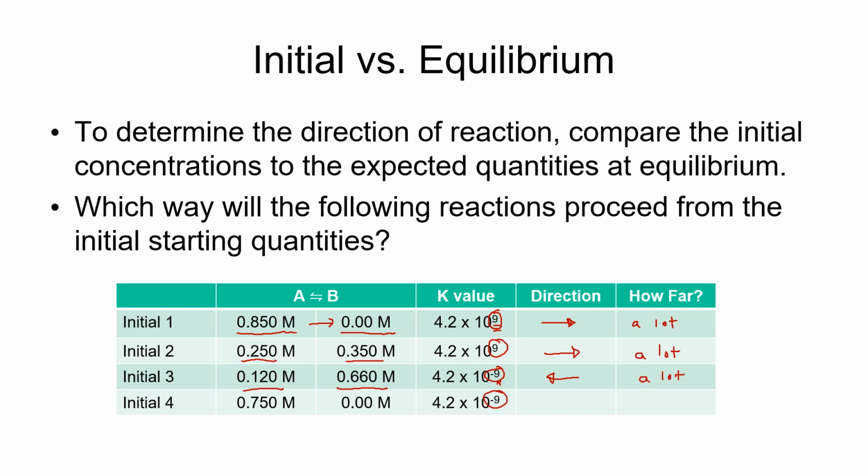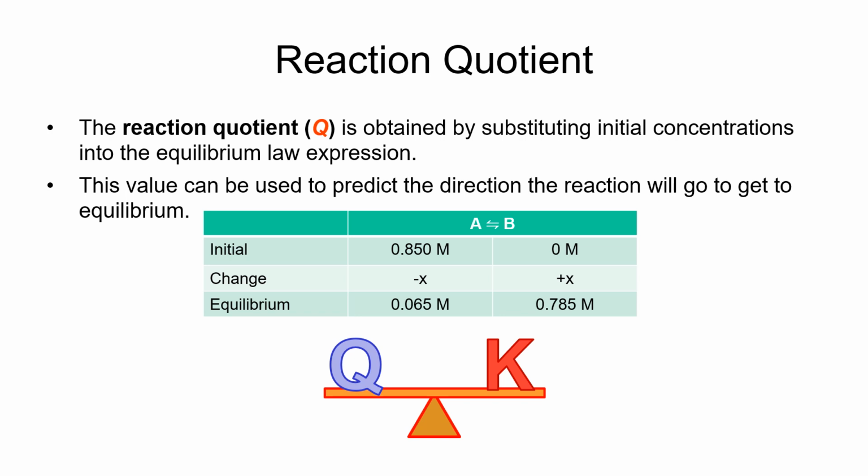Here's one with a really tiny value of K, but only stuff on the left-hand side. So this one also has to go to the right, because that's the only way it can go. But it's very close to its equilibrium quantities. Because of this value being very small, that means most of the stuff's going to be on the left and only a little on the right. So this is only going to move to the right a little, only a little bit to get to its equilibrium concentrations. So you can see the big and the small values for K can help you to determine the direction of a reaction pretty quickly, but not every reaction is going to be that way.